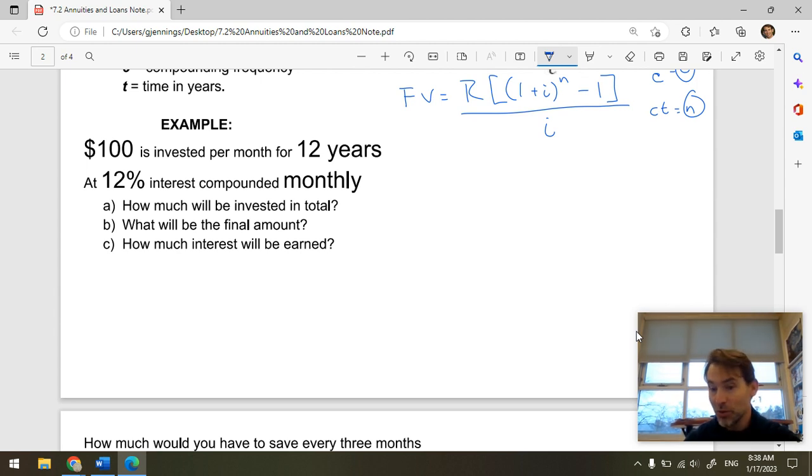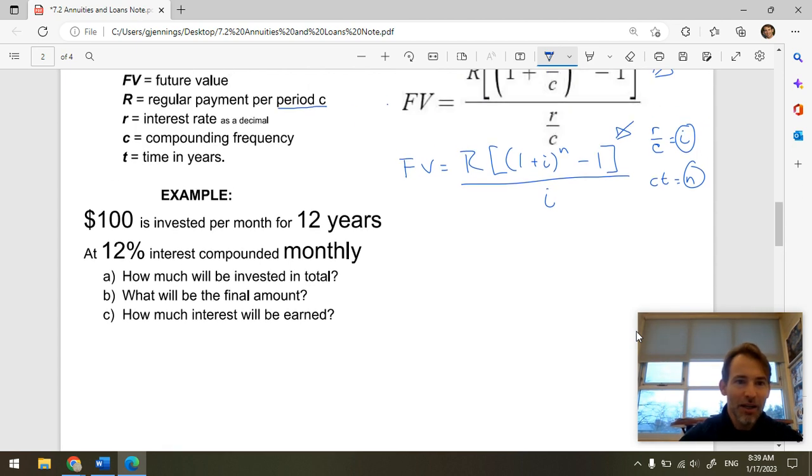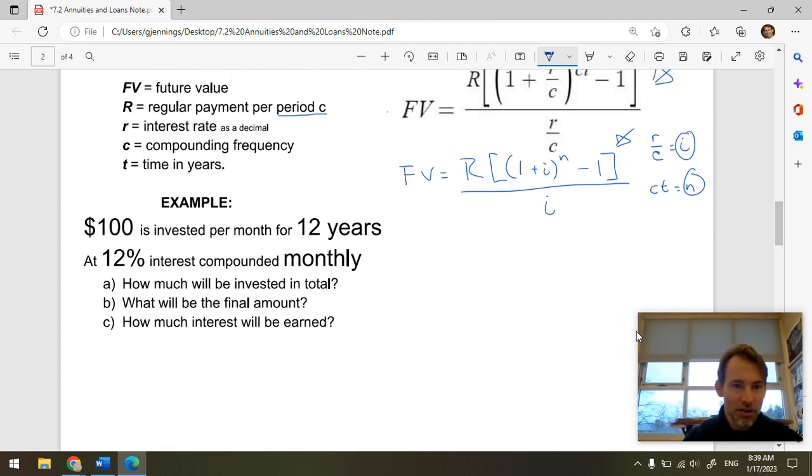And how much interest total would be earned? Basically, how much have our investments grown? My prediction is that if we did this for 12 years, we would be looking at about doubling our money overall. So let's see what we get. My first suggestion is we're going to write down a little list. Future value. This is what we want to solve for, so we don't know that. Our R is our regular payment, so let's write that down. It's $100. We're going to invest that every month.